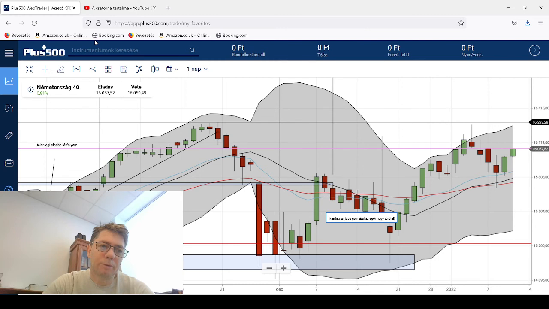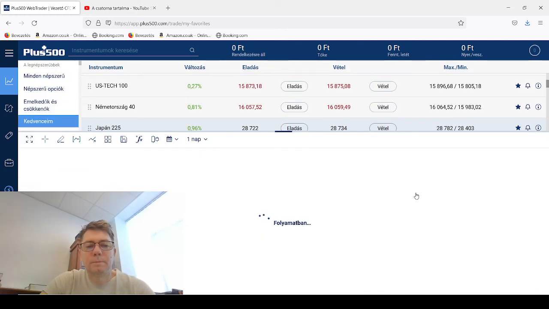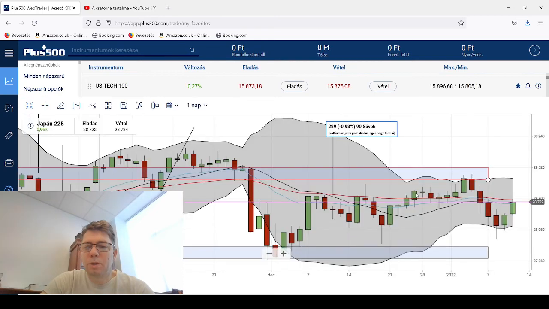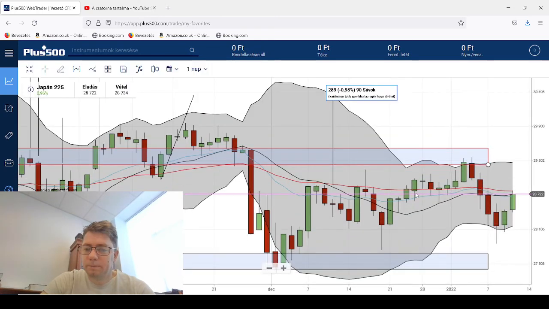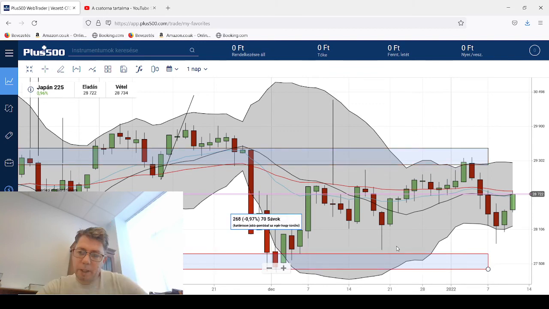Japan. That's the Japanese index daily chart. And we've got a low, a higher low, and another higher low. We've got a high and a higher high here. Now we need a higher high in order to keep this uptrend. We broke down of this wedge here.